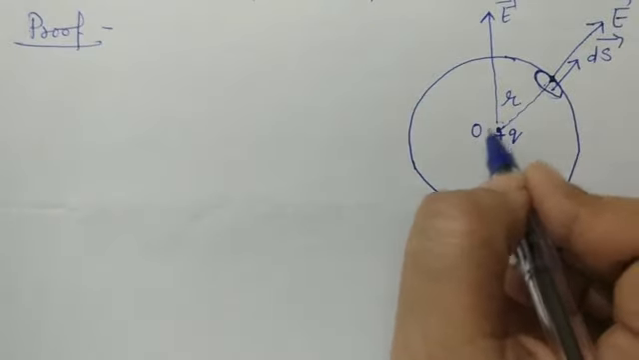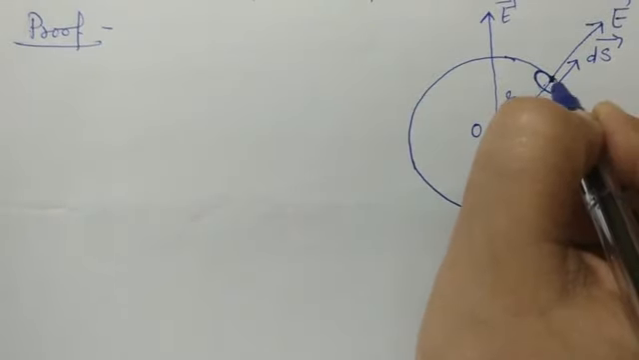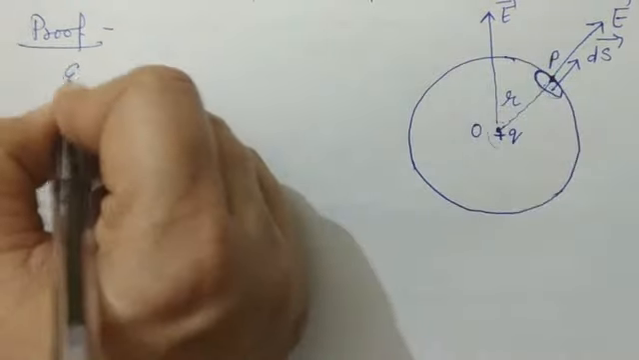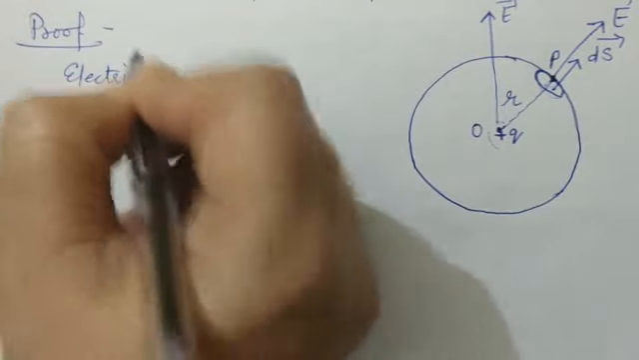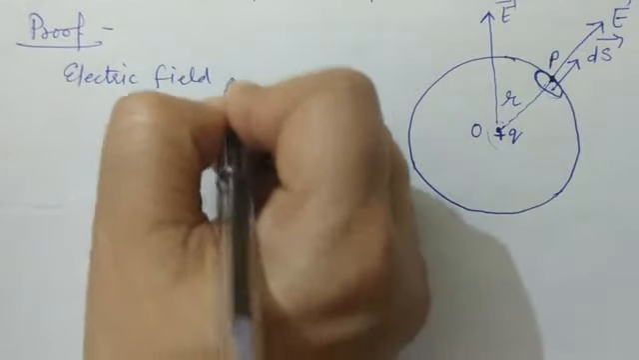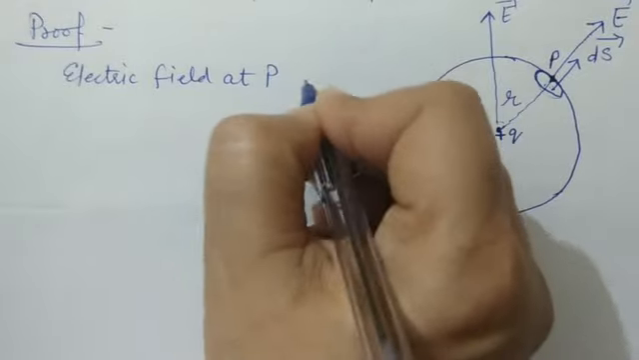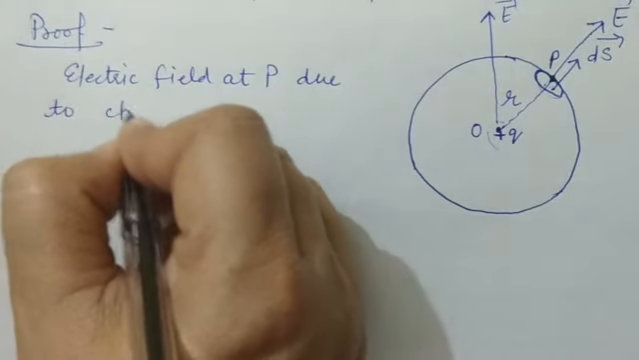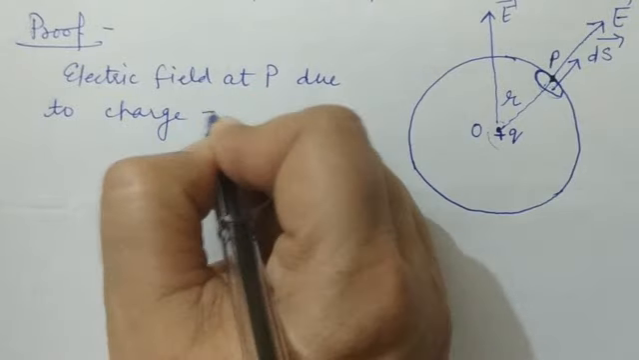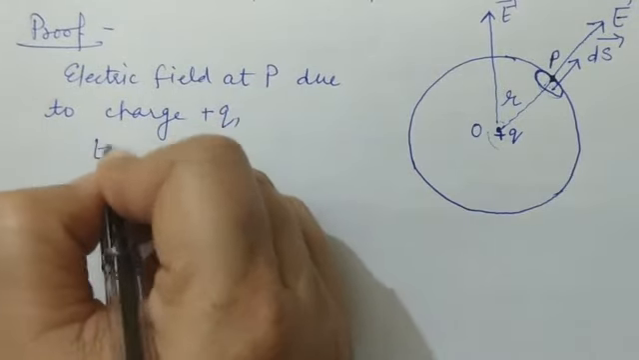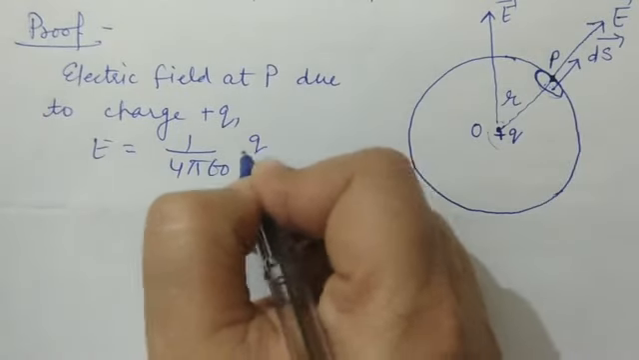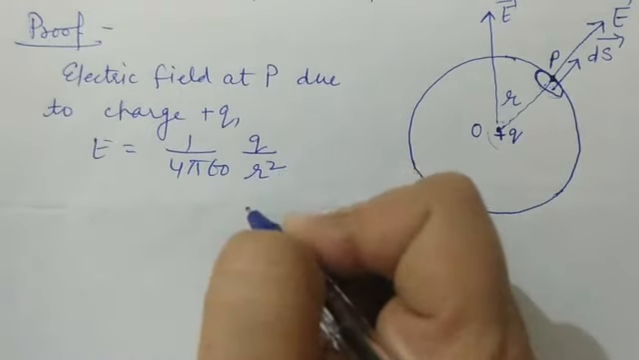Now, because of this plus Q charge, if I write the expression of electric field at this position, say this is P, electric field at P due to charge plus Q will be 1 upon 4 pi epsilon naught Q upon R square.